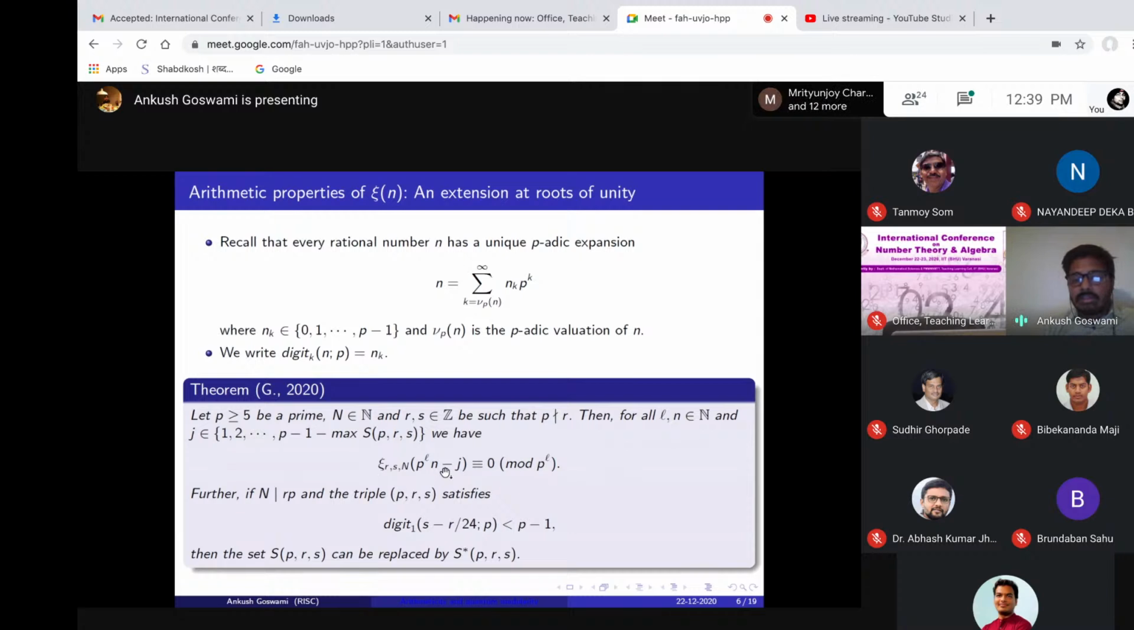And the second part of the theorem states that if capital N, which is the order of the root of unity, divides r times p, and if this triple (p, r, s) satisfies the condition that in the p-adic expansion of (s − r)/24, the coefficient of p, which is digit_1((s − r)/24; p), is not equal to p − 1, then one can actually replace the set S_{p,r,s} by this set S*_{p,r}(s). And the reason for doing this is because sometimes for certain primes, you might not get any congruence when you are in this set. But if you replace this set by this set, you might actually end up getting some congruences. So that is the reason for the second part of the theorem.